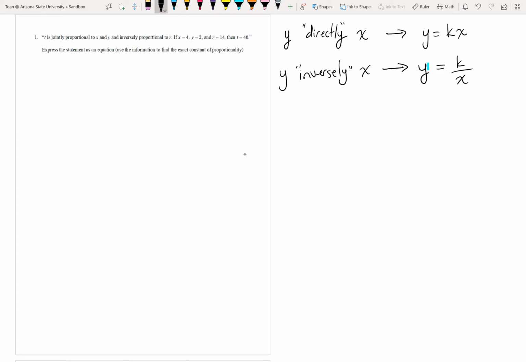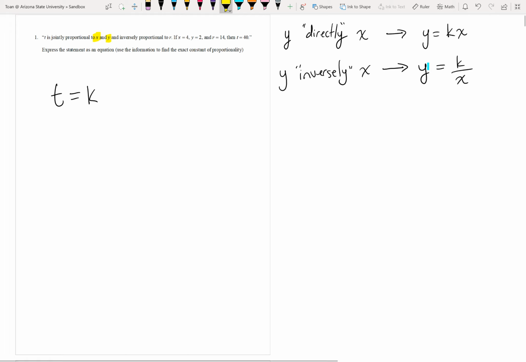So if you're reading this question, it says t is jointly proportional. Now, the word jointly, it just means you have more than one, but I immediately know that this is a proportional question. So I'm going to start off the same way you start off every proportional equation. Variable equals k. Now, all you have to do is figure out what it is directly or jointly proportional to. Well, clearly it says to x and y.